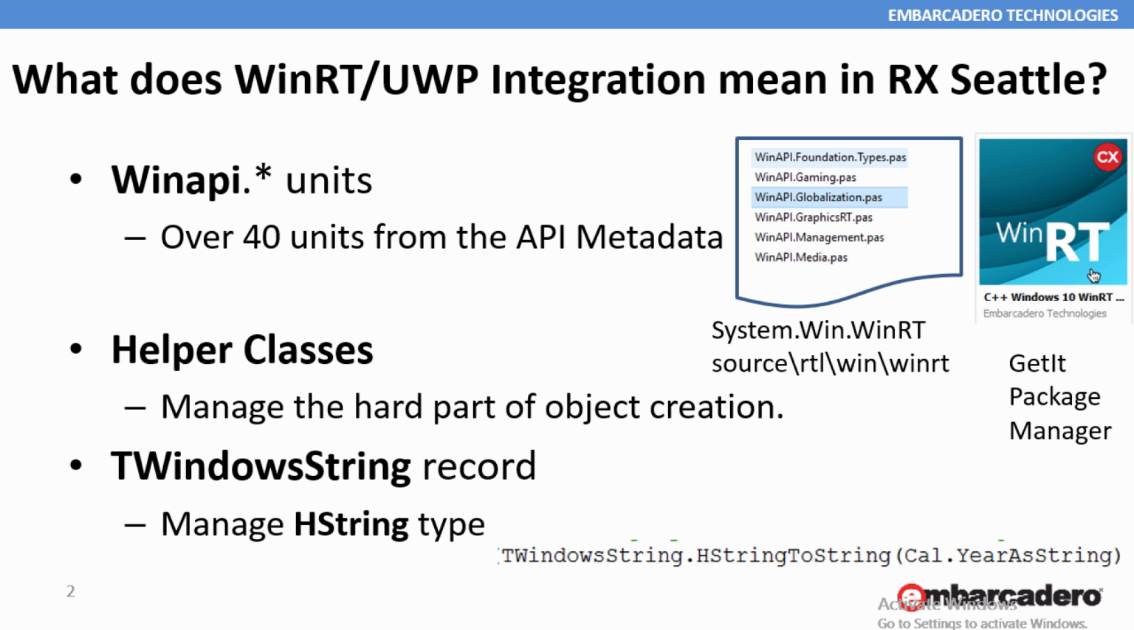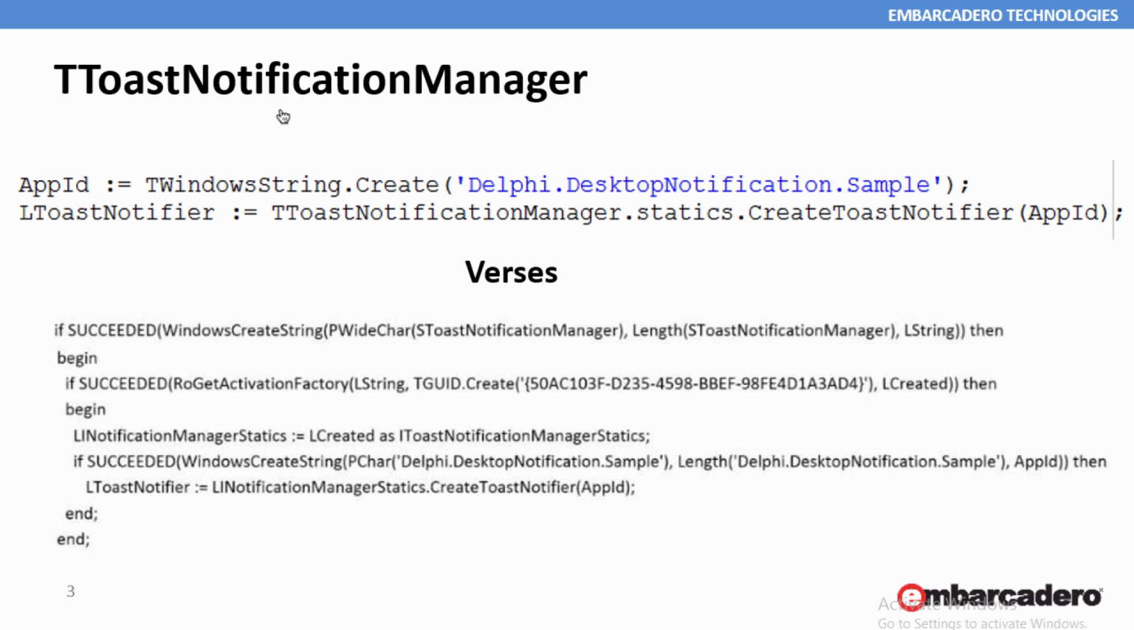For C++Builder 10 Seattle, the WinRT interfaces are a separate download only for the C++ language, and you can use the GetIt Package Manager to install the C++ Windows 10 WinRT. For example, for notifications, here we see how to create the TToastNotificationManager. These first two lines of code use the new wrapper framework created in RAD Studio 10 Seattle, compared to these other 7 lines of code used in the older model with built code. So you can see it's much easier to use the new framework in RAD 10 Seattle.